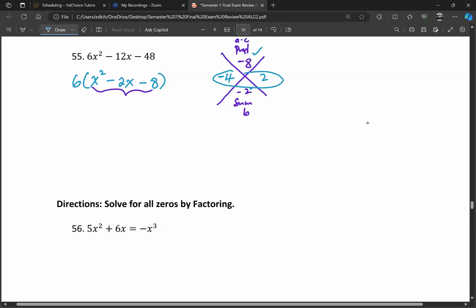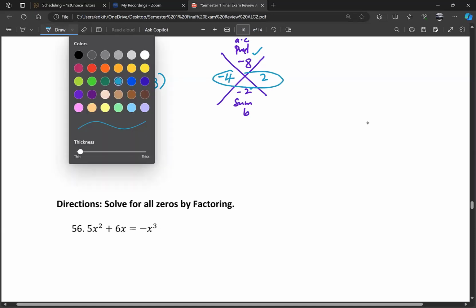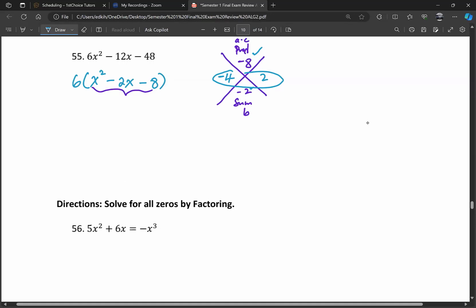So we know these are our terms. So now we can write this out. Keep the 6 that you factored out. It's part of your factors. And now your two parentheses will have x minus 4 and x plus 2. Those are fully factored.